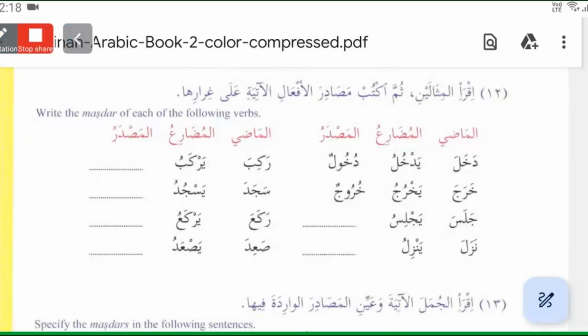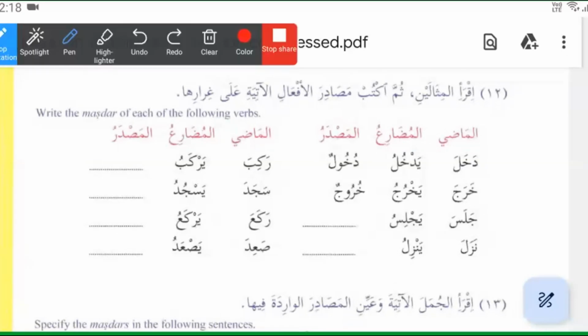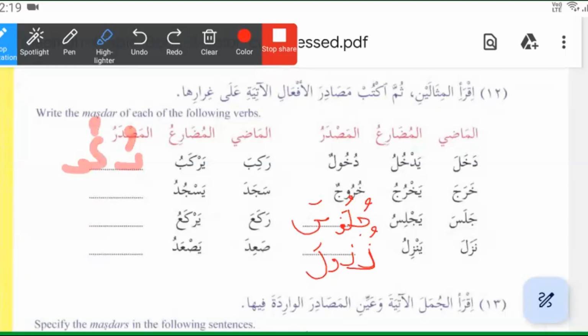So likewise we have kharaja yakhruju khuruj. Kharaja means to leave. Khuruj means exit, leaving. We have jalasa yajlisu julus. Julus means sitting. Julusun. Nazala means to descend. Yanzilu means it will descend. And nuzul, nuzulun. Likewise, we have rakiba yarkabu. Rakib means the rider. We say rakiba, we say rukubun.